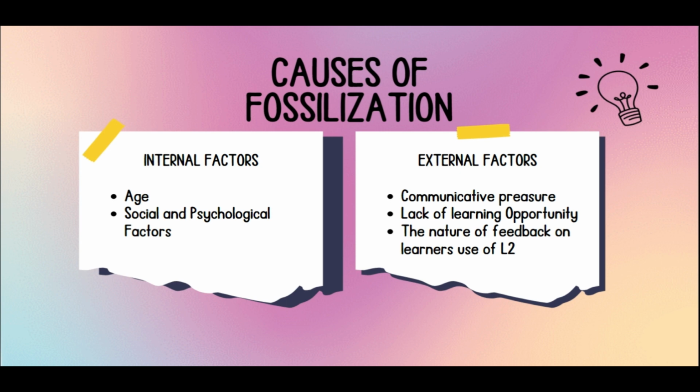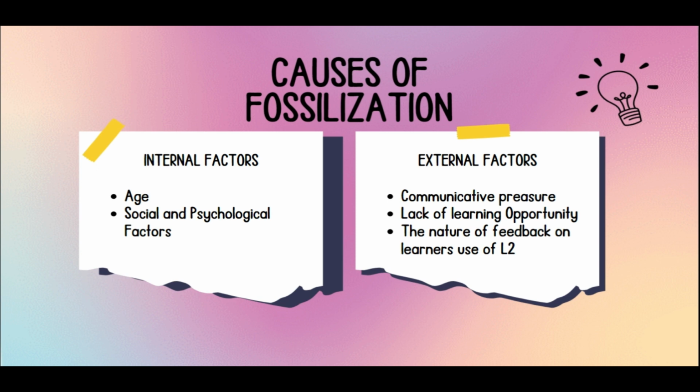Now here we have causes of fossilization. We have internal factors and external factors. First, we have in internal factors age. It refers to when learners reach a critical age over 12 years old, their brains lose plasticity, with the result that certain linguistic features cannot be mastered.